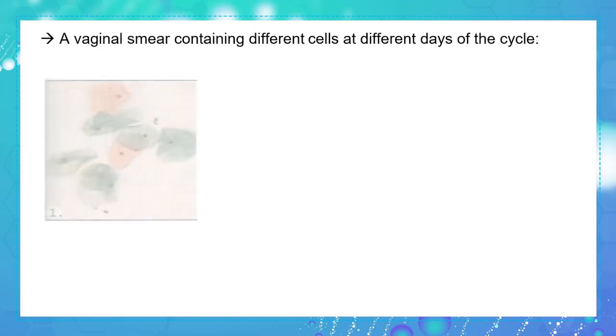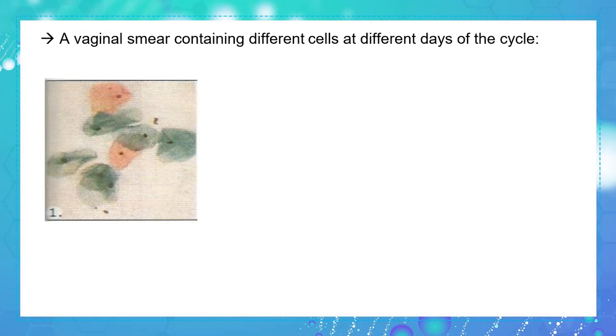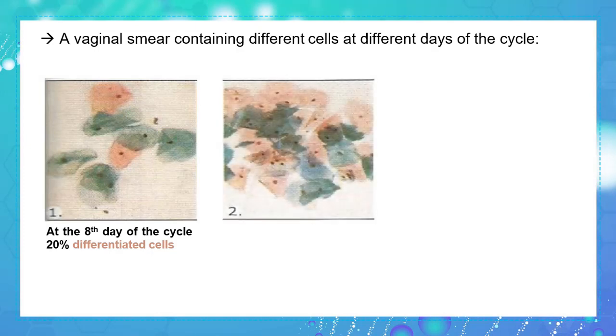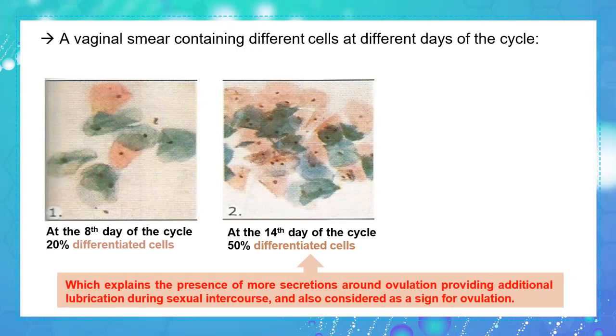Document F of your books shows the vaginal smears taken at different days of the female cycle. You can obviously see the changes that occur in the vaginal wall throughout the cycle, where the number of differentiated cells increases by 2 folds around the day of ovulation. Those cells are responsible for the secretions needed to facilitate sexual intercourse around ovulation.